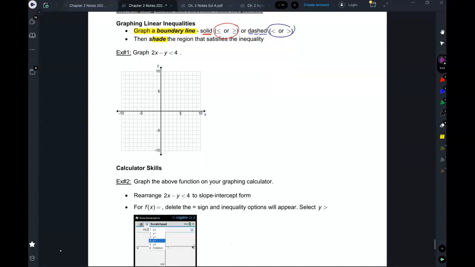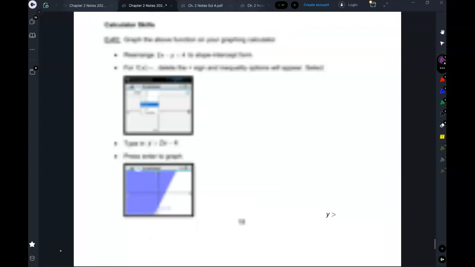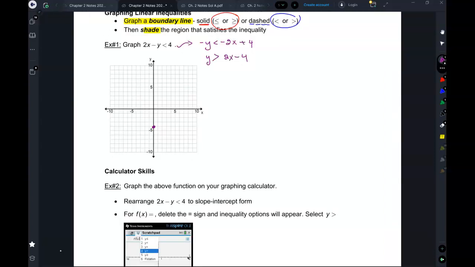So first of all, for this one, I'm going to write it as y first and then everything on the other side. So negative y is less than negative 2x plus 4. Divide everything by negative 1. So y is going to be greater than, remember we changed the sign, 2x minus 4. Now, this is like y equals mx plus b. So I go to negative 4, that's my y-intercept. Slope is 2, so I go up 2 over 1.